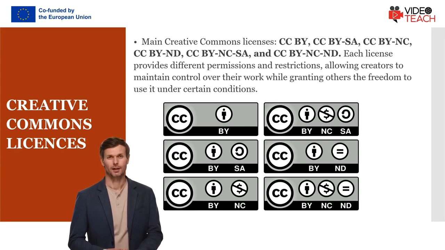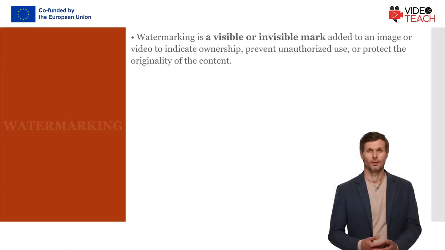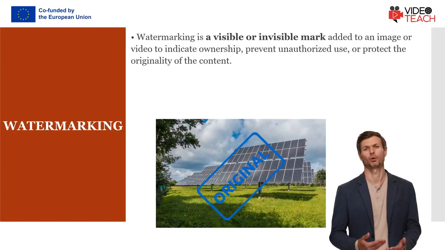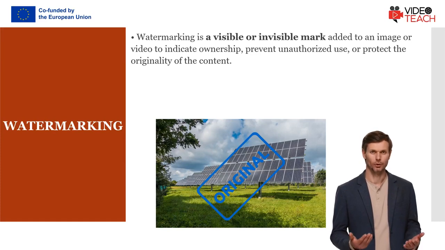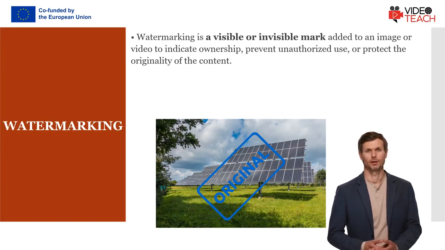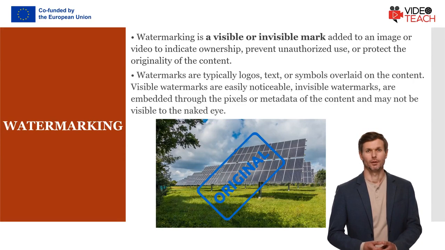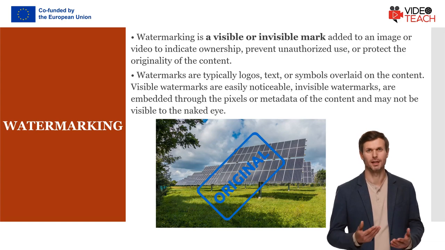Each license provides different permissions and restrictions, allowing creators to maintain control over their work while granting others the freedom to use it under certain conditions. Watermarking is a visible or invisible mark added to an image or video to indicate ownership, prevent unauthorized use, or protect the originality of the content. Watermarks are typically added as logos, text, or symbols overlaid on the content. Visible watermarks are easily noticeable by viewers. Invisible watermarks, on the other hand, are embedded through the pixels or metadata of the content and may not be visible to the naked eye.